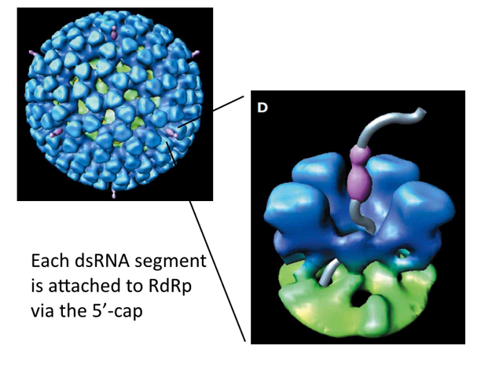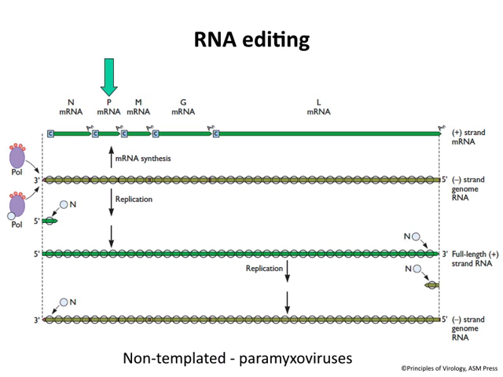And here is just one 5-fold axis. You can see the RNA threads through from the interior and comes out. So there's obviously a pore in here that allows the mRNA to come out. And as I said, each double-stranded RNA segment is attached to the polymerase, and it's attached via the cap structure of the mRNA, and the polymerase is attached to the bottom of these turrets. I think that's really remarkable.